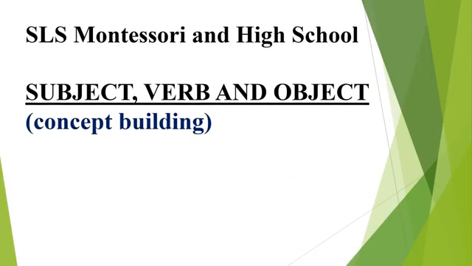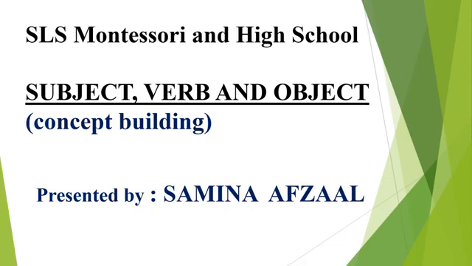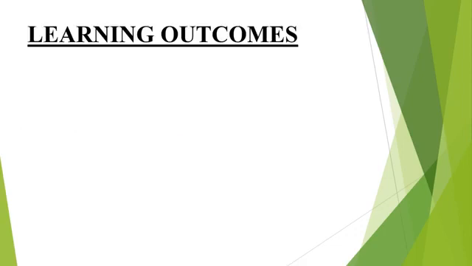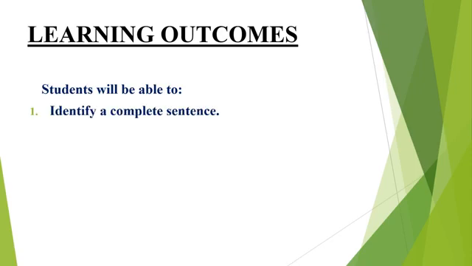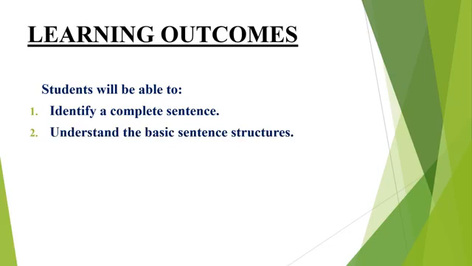Today we are going to learn about subject, verb and object. Let's look at the learning outcomes. Students will be able to: Number 1. Identify a complete sentence. Number 2. Understand the basic sentence structures.